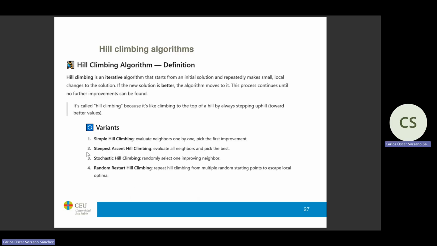Another variant of this is, okay, I will evaluate all the neighbors and then pick the best, the one that is giving me the largest improvement. That is the steepest ascent hill climbing. Then stochastic hill climbing, that is randomly selecting one that is improving my current solution. And random restart, that is repeating hill climbing from random starting points to escape local optima.